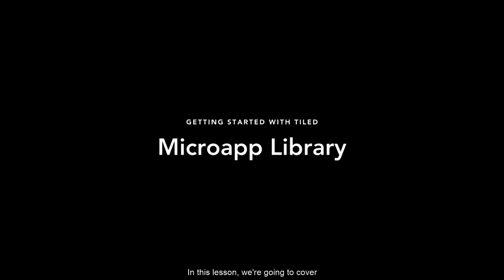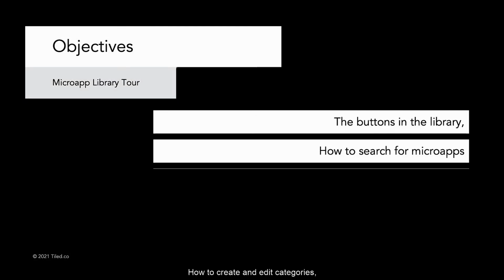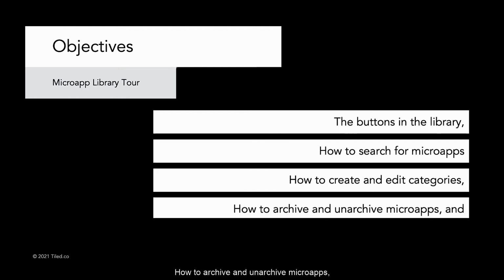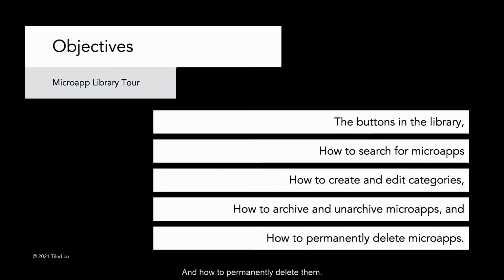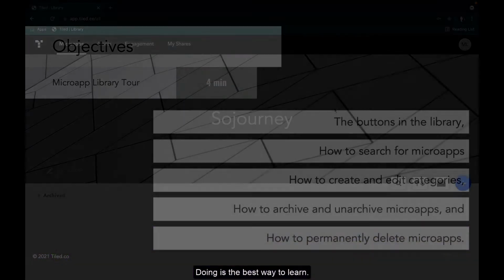In this lesson, we're going to cover the buttons in the library, how to search for microapps, how to create and edit categories, how to archive and unarchive microapps, and how to permanently delete them. Once again, we suggest you follow along with us if you have a Tiled account to do so. Doing is the best way to learn.